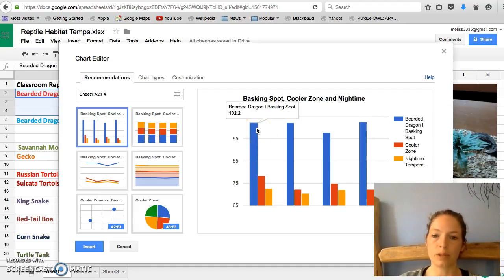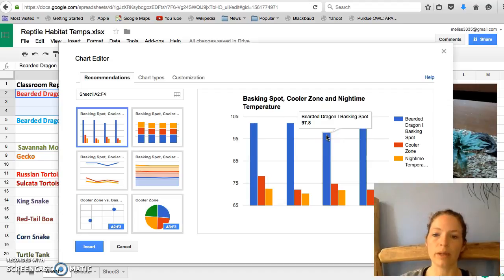And the blue column, what you're looking at, these are the basking spots, very high temperatures. And then the red, the cooler zones, and the orange, the nighttime temperatures. Now, what I would like to see is consistent temperatures. And it's very interesting that this one is lower.